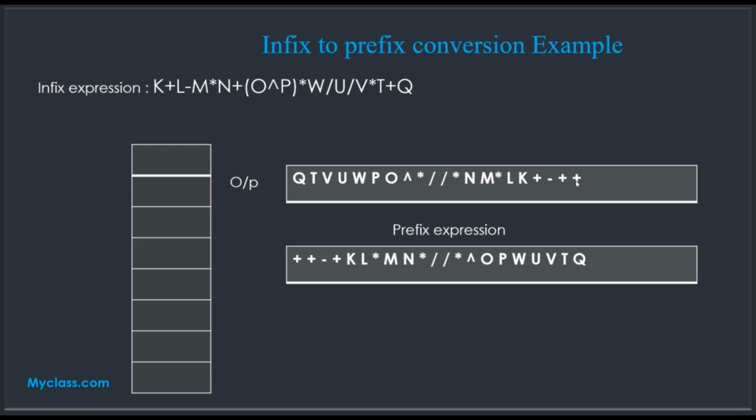So this is not our prefix expression. We want to reverse this output, then that is our actual prefix expression. So this is the output that we got after scanning and doing all the things. After that we want to reverse it like this. So this is our output: plus plus minus plus K L star M N star division star exponential O P W U V T Q. Okay, hope it is clear now.